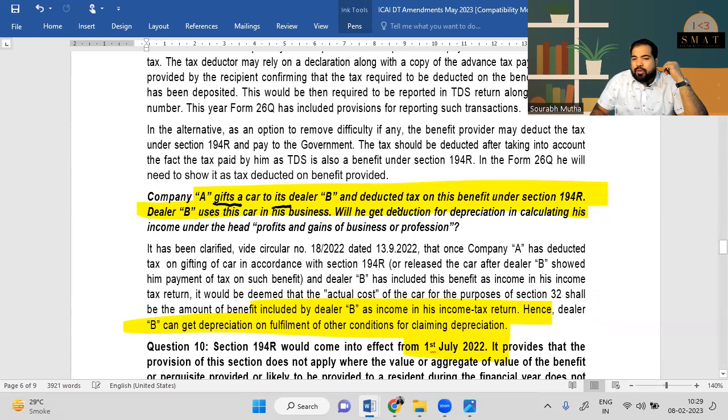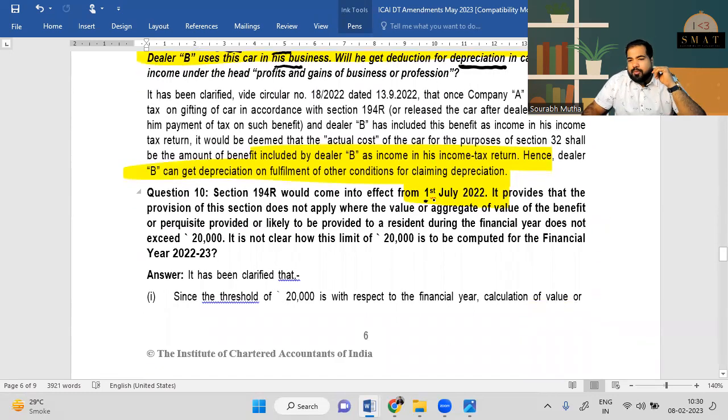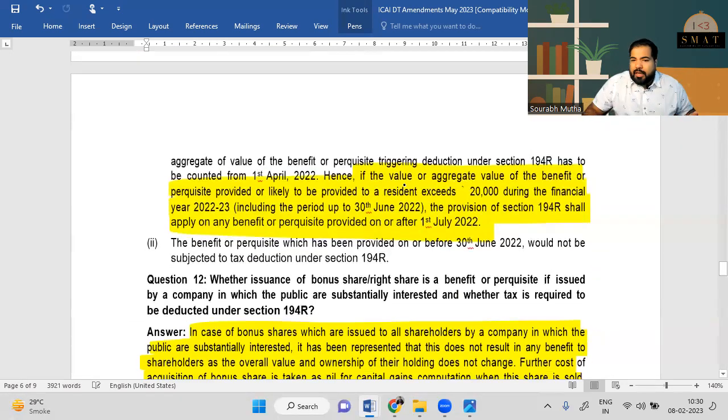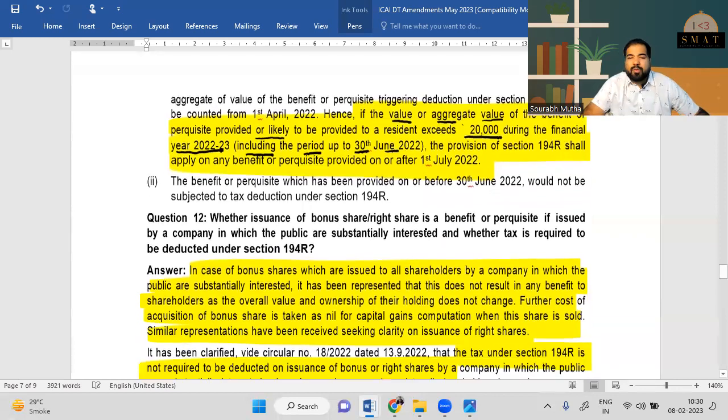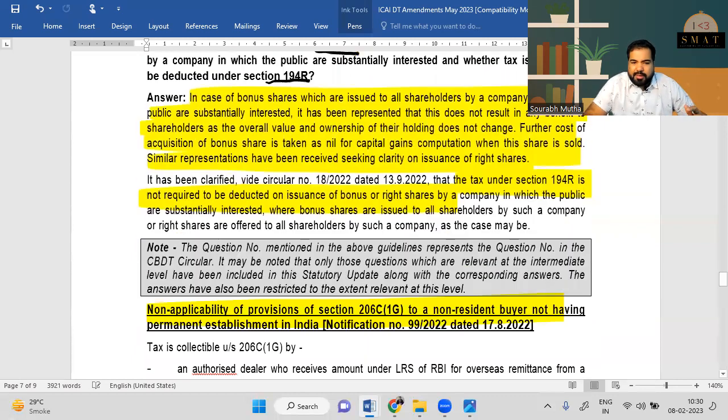If you get a car and you use it for a business purpose, can I claim depreciation on it? Yes, I can claim on the same value. We've discussed this. And this starts applying from July 1st. So you have to see from July 1st, if the value of the benefit is more than 20,000, then TDS has to be deducted. If the value or aggregate value of the benefit provided is more than 20,000 during the financial year, including the period up to 30th June, then TDS will be applicable. Bonus shares are not subject to 194R. That's what this is saying.